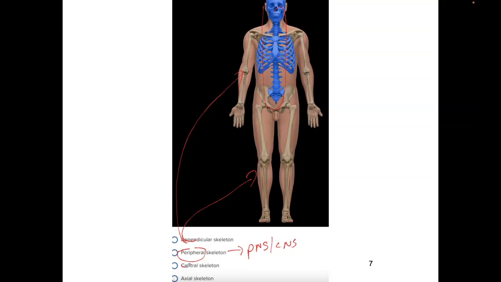Central skeleton, I never used the term, but axial skeleton I did. So everything in blue is the axial skeleton. You can see it's the skull, spine, sternum, ribs, sacrum. Everything is axial. Everything outside of that, that's tan, that is part of the appendicular skeleton.